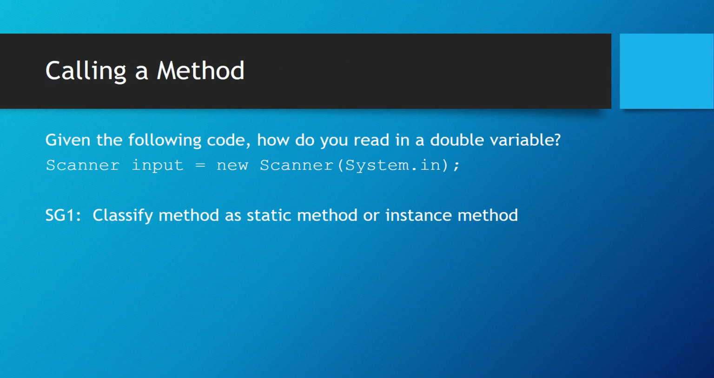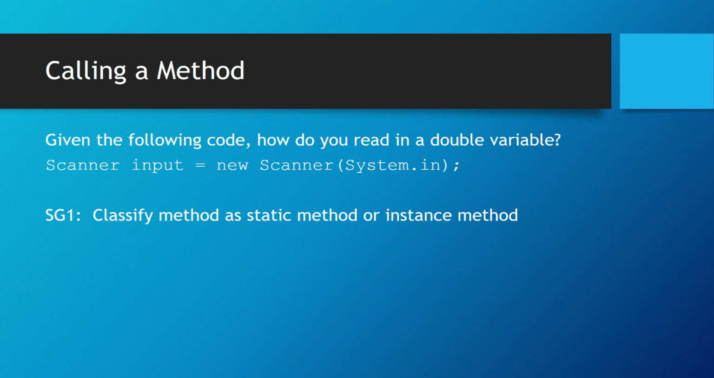For this example, we want to know, given the following code, how do you read in a double variable? The code that we have is Scanner input = new Scanner(System.in). This statement says we have created a new object instance called input, and it holds a reference to a Scanner object, which is by default the input stream, or the keyboard. This allows us to get input from the user via the keyboard.